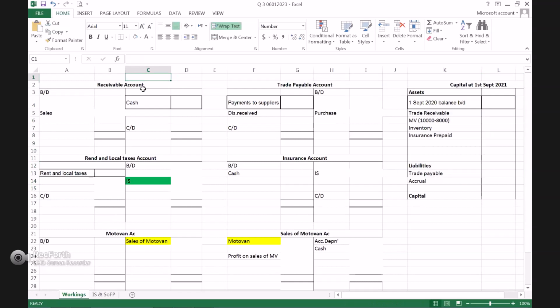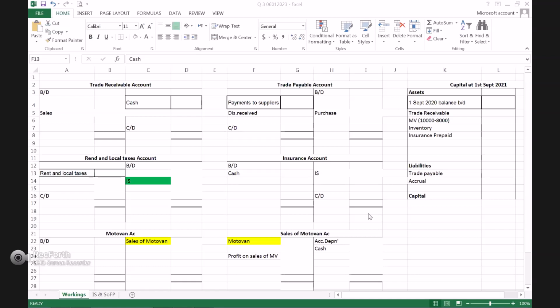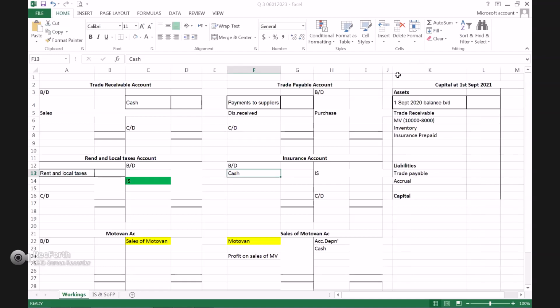Receivable account. Then here, rent receivable account. I think you can see my screen. First, you have to draw the ledgers and statement. After that, we have to enter one by one. Did you understand? First, we have to prepare the ledgers. So you have to draw these ledgers: trade receivable account, trade payable account, rent and local tax account, insurance account, motor van account, sales of motor van account. And also we have to prepare the statement of capital. So we have to calculate the capital.